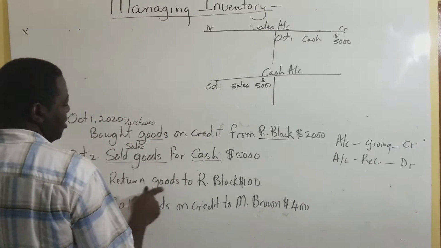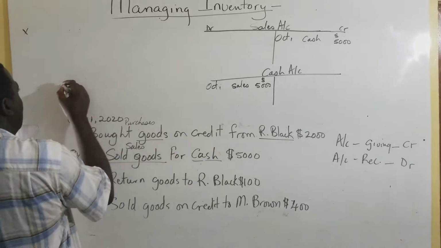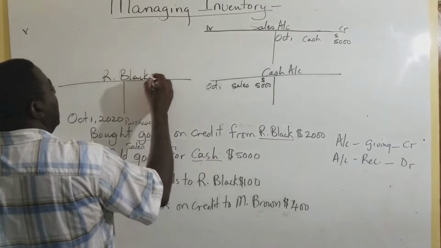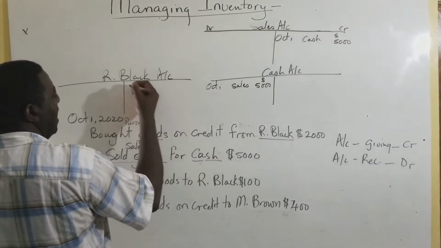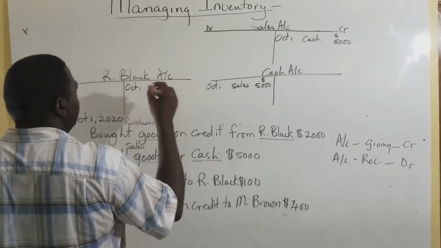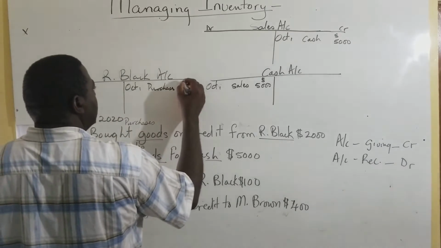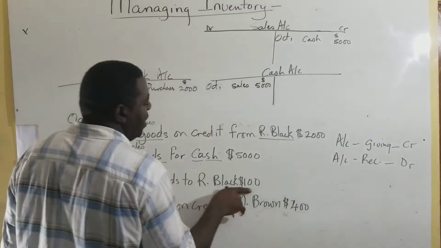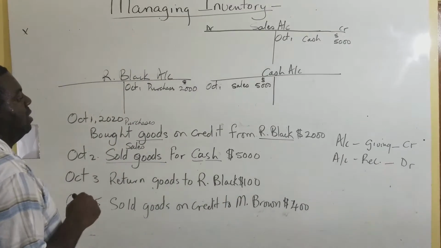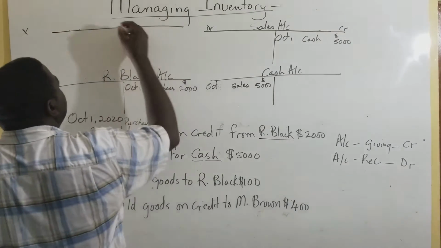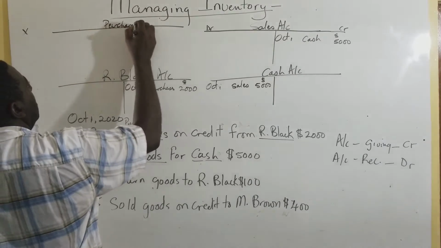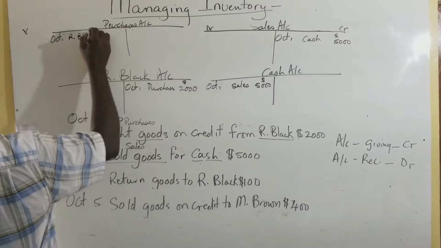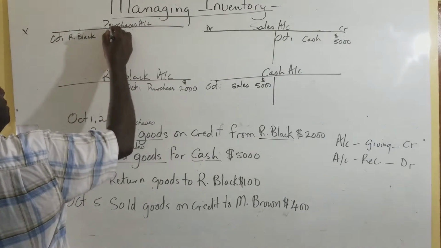All right, so return goods to R Block. Let me put back R Block's account. In the transaction earlier, we had credited R Block October 1st, and it was purchases. And the amount of money was what now? $2,000. In this transaction, we are going to need to go back to our purchases account. Let me put back the purchases so that you can follow. We have debited the purchases account by saying October 1st, R Block, and we have put in the $2,000. All right, that was what was there.